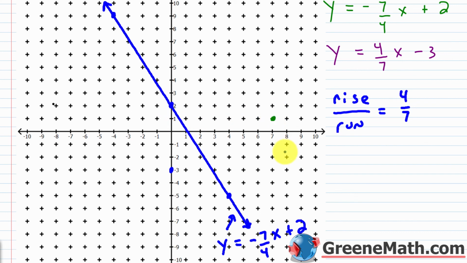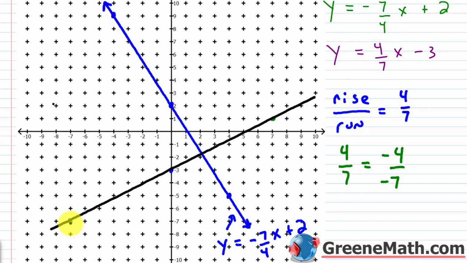It's right there. And again, I can reverse that. I can put 4/7 is equal to -4 over -7. Negative over negative is positive. So I could start here and go down 4: 1, 2, 3, 4. And I could go to the left 7: 1, 2, 3, 4, 5, 6, 7. And again, this is going to be y is equal to 4/7 x minus 3.